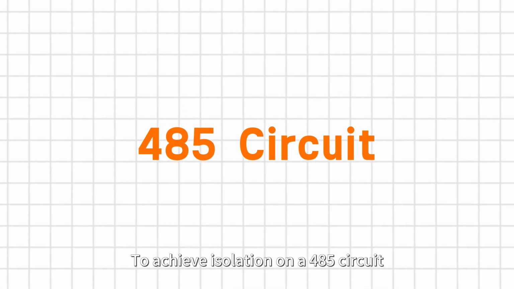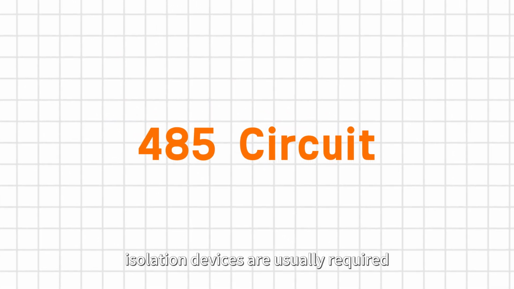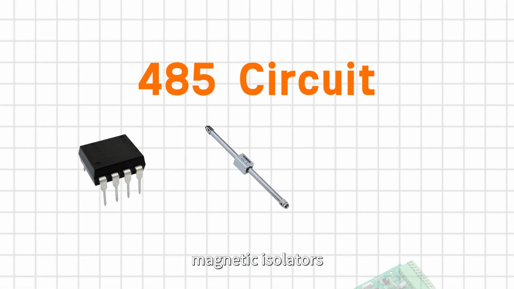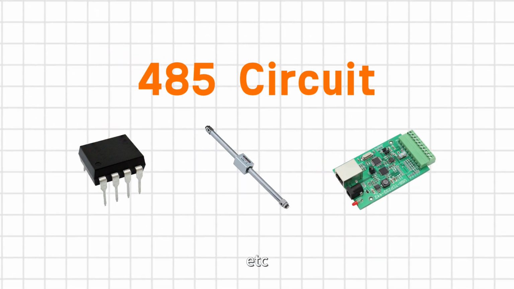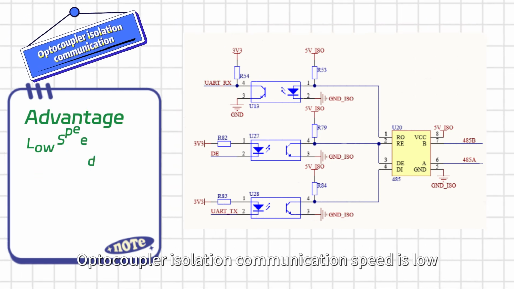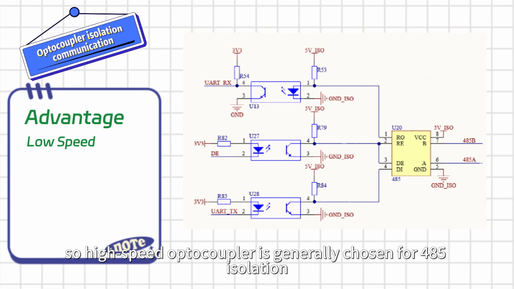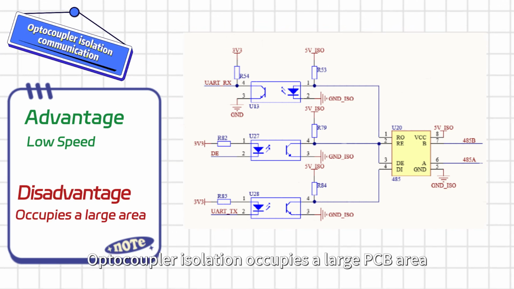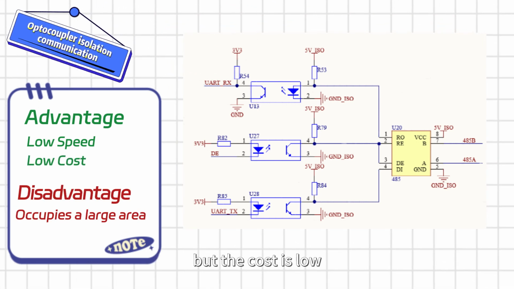To achieve isolation on a 485 circuit, isolation devices are usually required, such as optocoupler isolators, magnetic isolators, isolation chips, etc. Optocoupler isolation communication speed is low, so a high-speed optocoupler is generally chosen for 485 isolation. Optocoupler isolation occupies a large PCB area, but the cost is low.